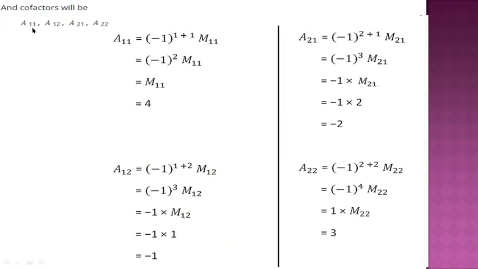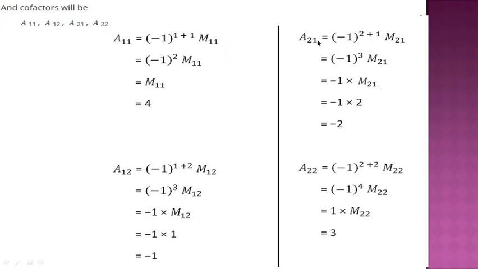Now cofactors. Cofactors will be written with capital letter A: A11, A12, A21 and A22. And how do we find them? A11 is equal to minus 1 raised to the power sum of these two numbers, into its corresponding minor. Minus 1 raised to the power 2 into M11. Minus 1 raised to any even power will give us a positive sign, and the value of M11 was 4, so it is equal to 4 only. A12 means minus 1 raised to the power sum of these two numbers, which is 1 plus 2, 3. Minus 1 raised to any odd power will give us a negative sign, into M12, that was 1, so the final answer is minus 1.